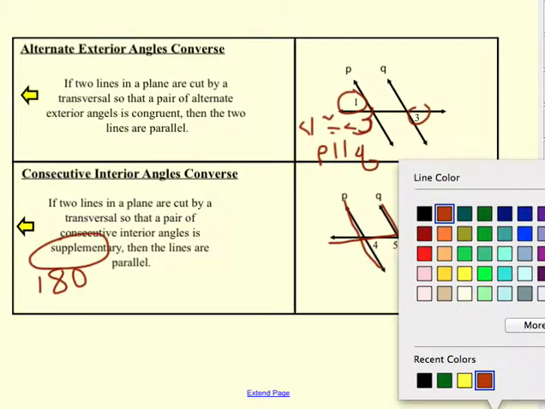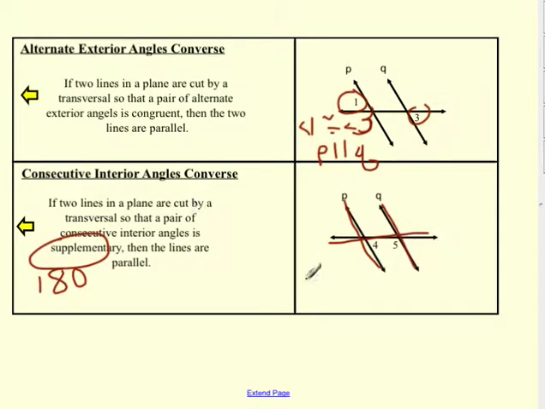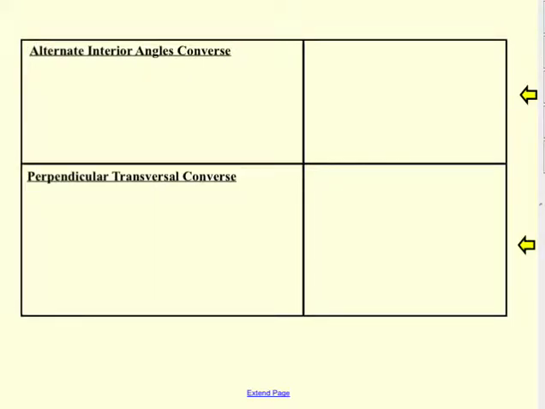So all that's saying is if we know that angle 4 plus angle 5 is equal to 180, then if that statement is true, then P is parallel to Q. So we're kind of doing the opposite of what we were doing in the previous parts of this unit, where we were trying to decide whether or not angles were equal, already knowing that they're parallel. Now we're using the fact that we know they're equal to prove that they are parallel. Let's take a look at a couple more.